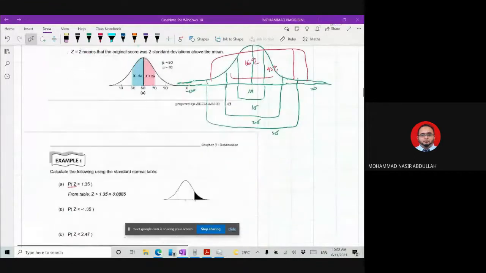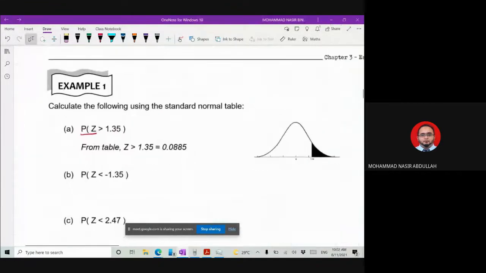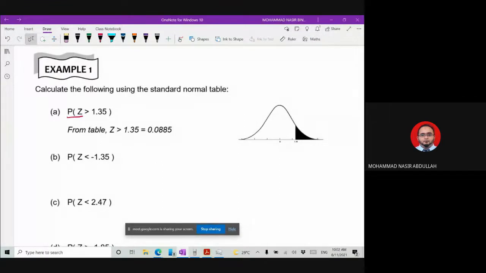Can you see? Alright. So notice that in example number 1, we have a probability value. We want to find the probability of Z being more than 1.35. Notice the symbol that we use in this probability statement. We are using the Z symbol. As we already mentioned, Z is the standard normal distribution.